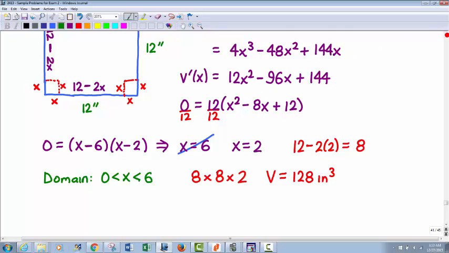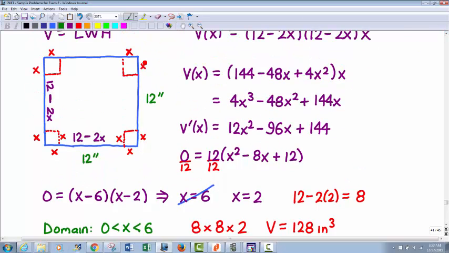Just imagine if x was 6, exactly 6. If you cut 6 off from each side and the length is 12, you have nothing left. You've cut the whole thing. So technically it has to be a number less than 6 but bigger than 0. It'd be like 5.99. Now it would be a very silly looking box if you cut that off and be super, super thin, but mathematically it would work.